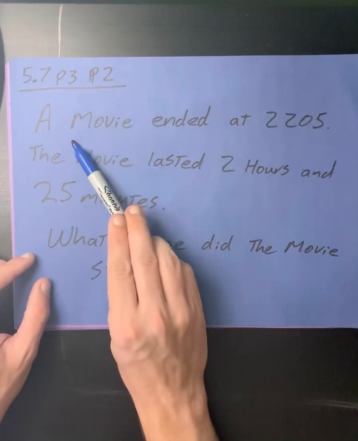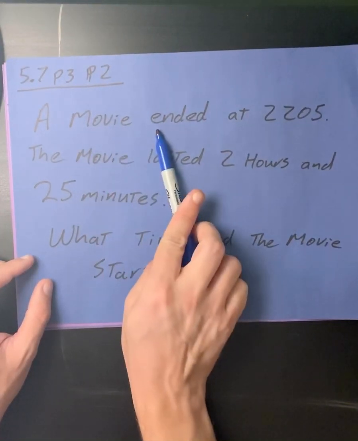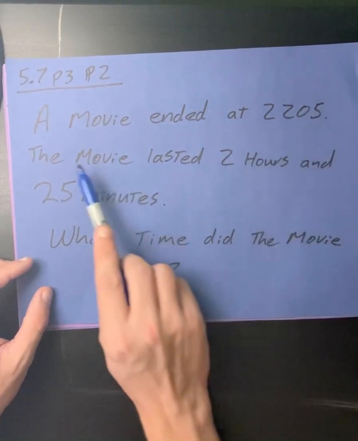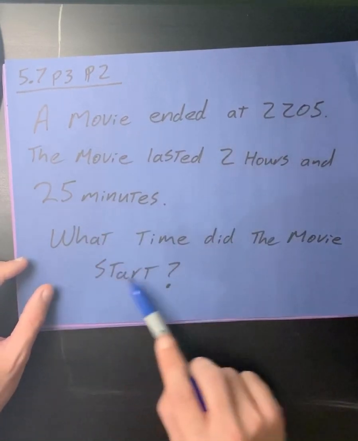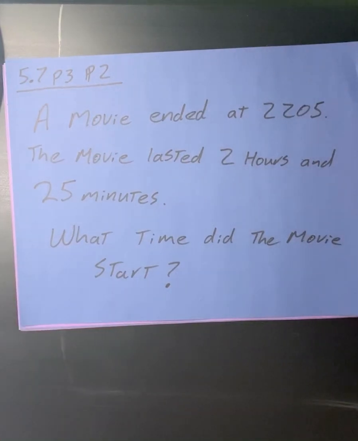So this is problem number 2. A movie ended at 2205 minutes. The movie lasted 2 hours and 25 minutes. What time did the movie start? Okay. Give you a second to write this down. Pause the video if you need to.